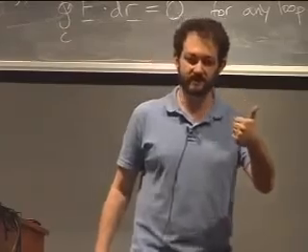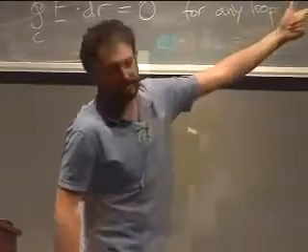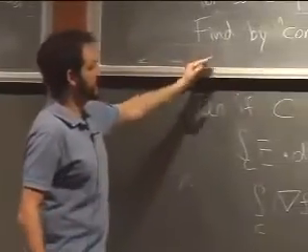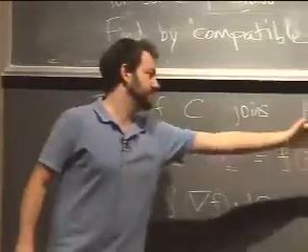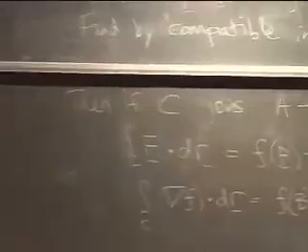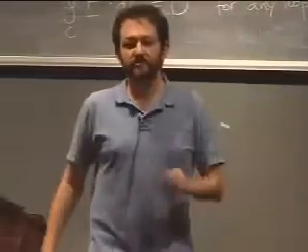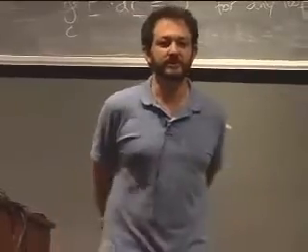Conservative is path independence. The way you check it is the curl. And then once you've got it, you can find the potential by integration and use that as an antiderivative in the way that you're used to, in a sense, for regular calculus. That's the whole theory in a nutshell. I'm going to do two examples, but first a question.